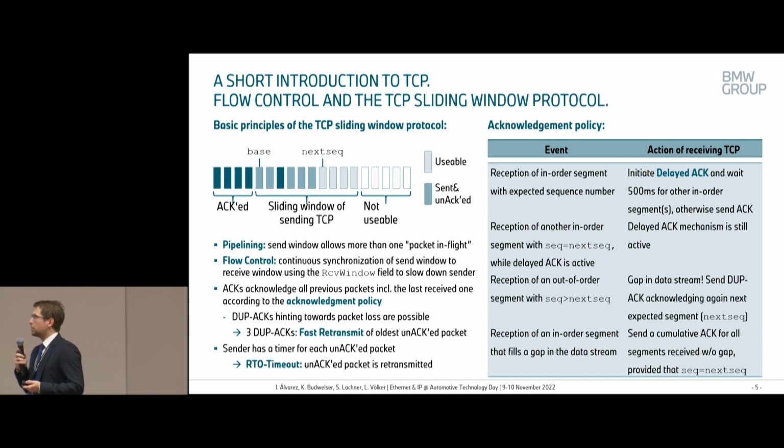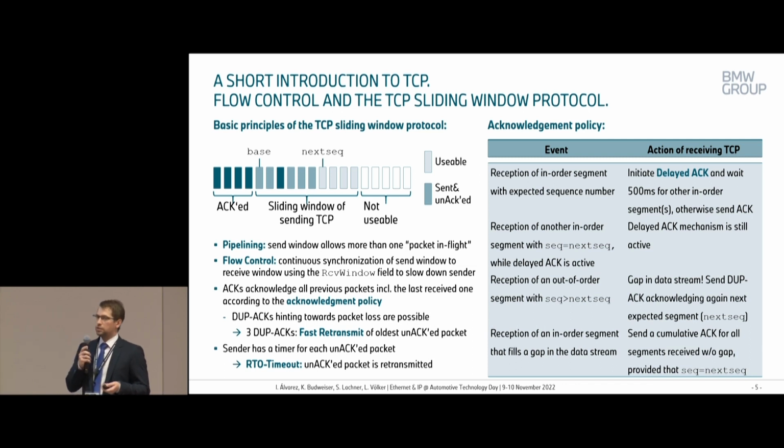TCP also knows some performance measures for reacting on acknowledgements. For example, if 3 acknowledgements are received, there is the option to start fast retransmit. That is, you send the oldest unacknowledged package again. Otherwise, if fast retransmit is not enabled or not provided, the retransmission would be bound to the expiration of the RTO timeout.